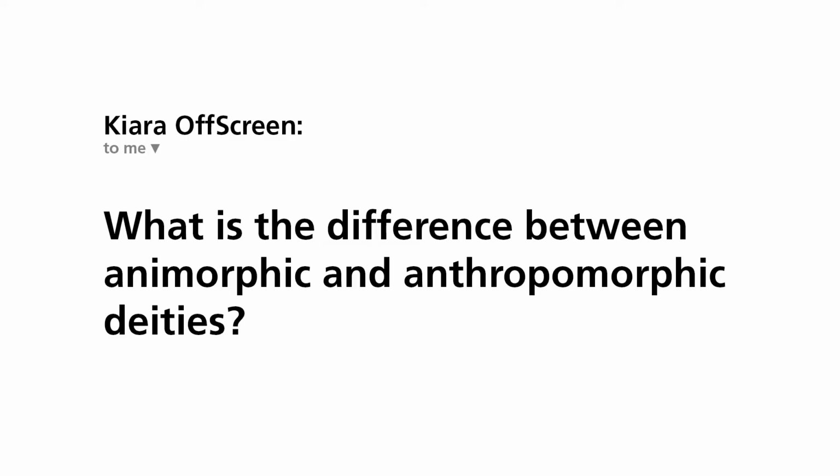Today we're going to talk about the religion of ancient Egypt, a complex system of polytheism, having over 400 gods and goddesses and an untold number of minor deities and demons. But one of the interesting things we find about ancient Egyptian religion is that it has combined animals with their divinity in a variety of different ways. So, today's question asks, what is the difference between animorphic and anthropomorphic deities?